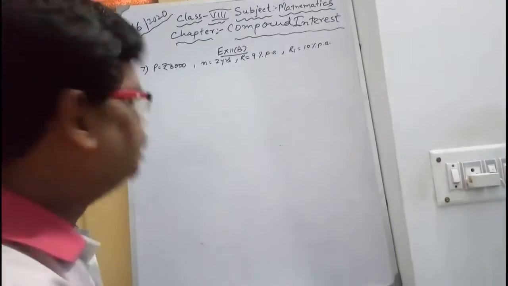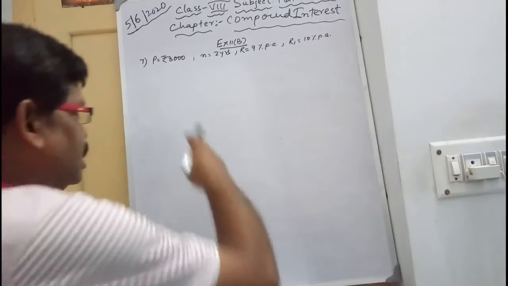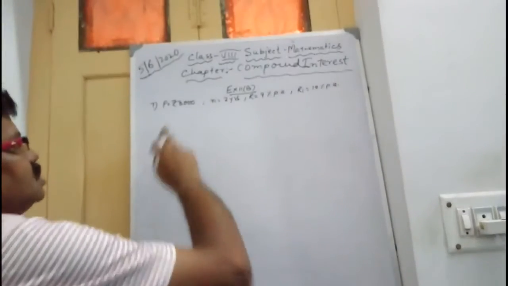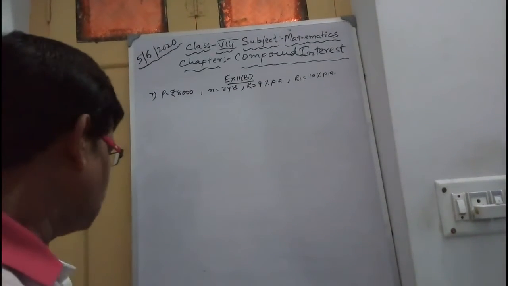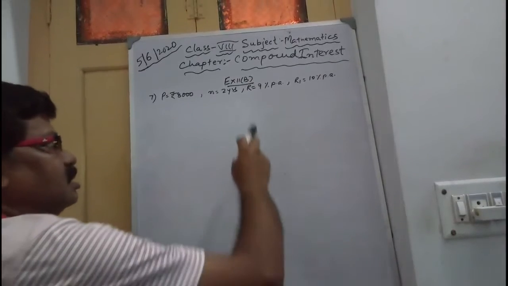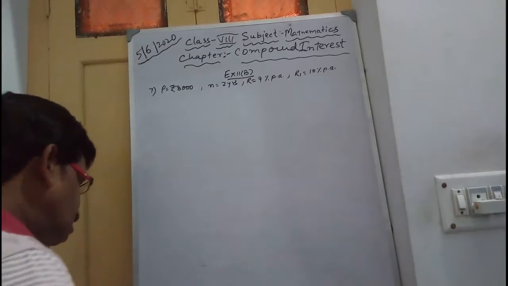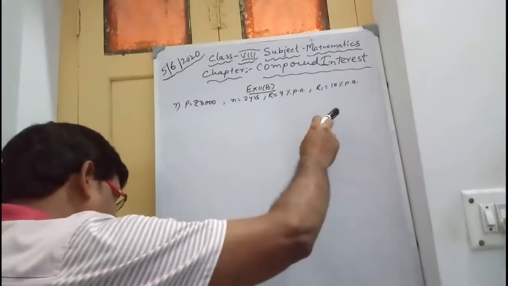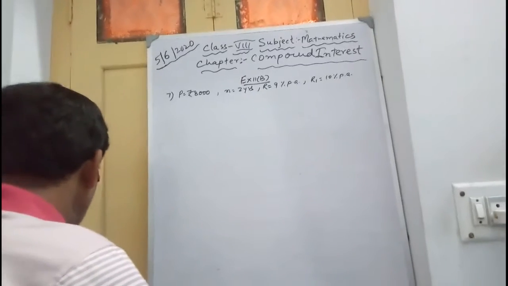Exercise 11b, sum number 7. In this question, you have to find the amount when the principal of rupees 8,000 for 2 years is compounded annually, the rates being 9% during the first year and 10% per annum during the second year. So two rates of interest are given. So you have to find the amount.